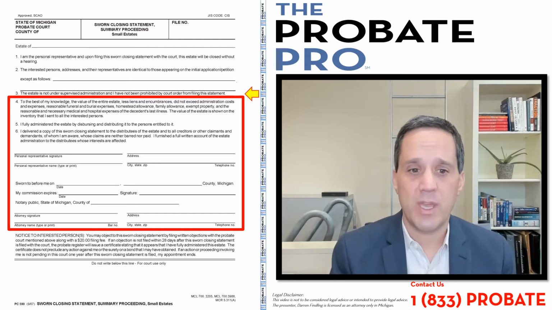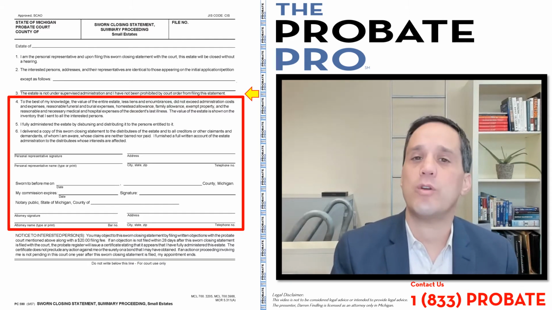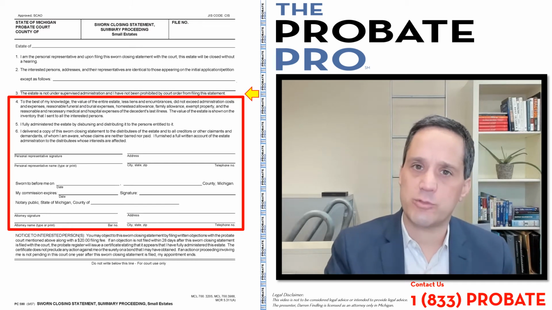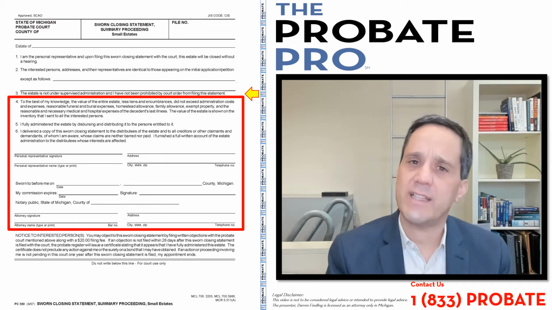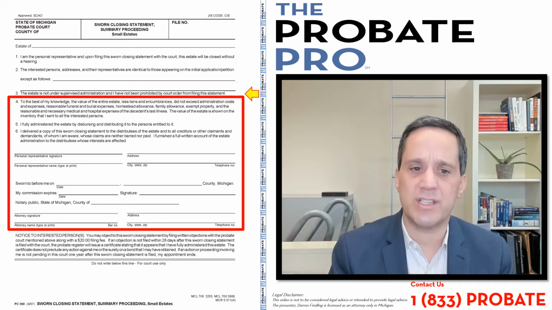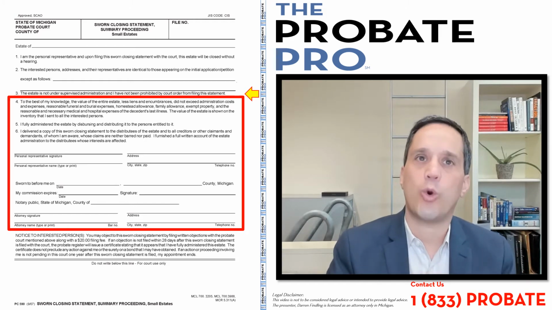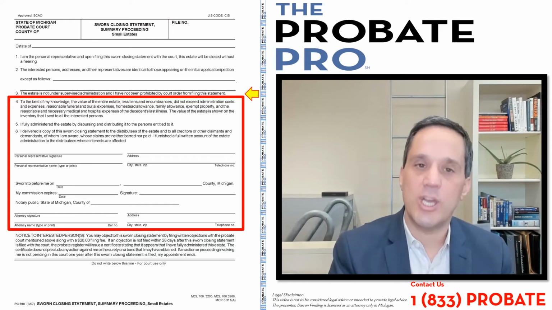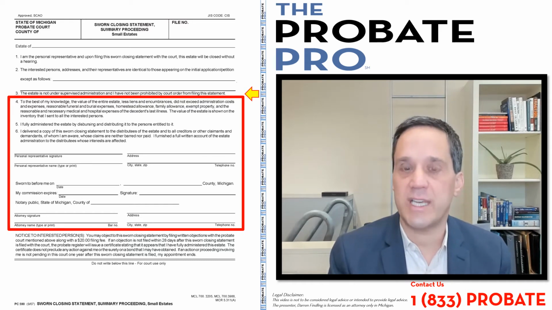That's a mouthful. And it says that the value of the estate is shown on the inventory. Remember, in this probate administration process, there's an inventory that's either presented to the court or filed. So the total value, less these liens and encumbrances, is less than the threshold such that you can use a small estate closing.